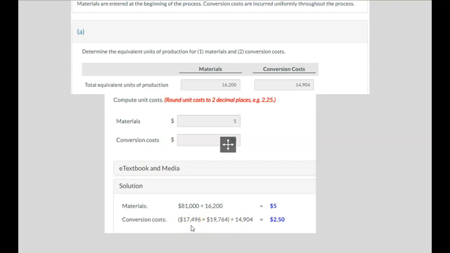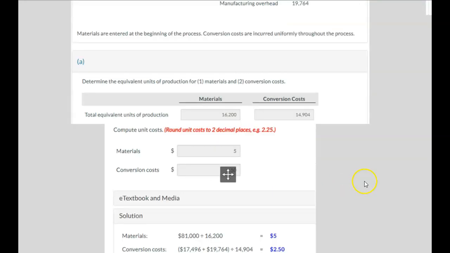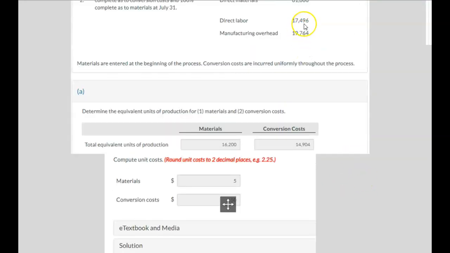Now, conversion cost, we have to add the 17,496 plus the 19,764 and divide it by the conversion costs equivalent units we came up with. There's our 14,904. So that goes in the denominator. So what goes in the numerator? Well, it was the direct labor cost and the manufacturing overhead cost, because conversion cost consists of both of those.